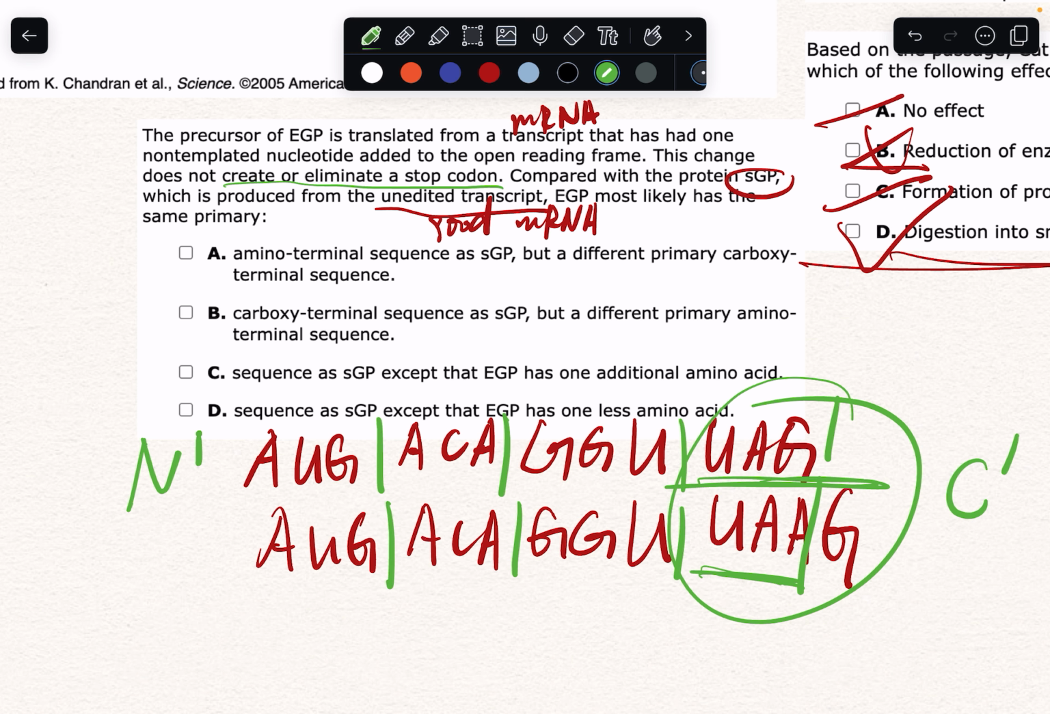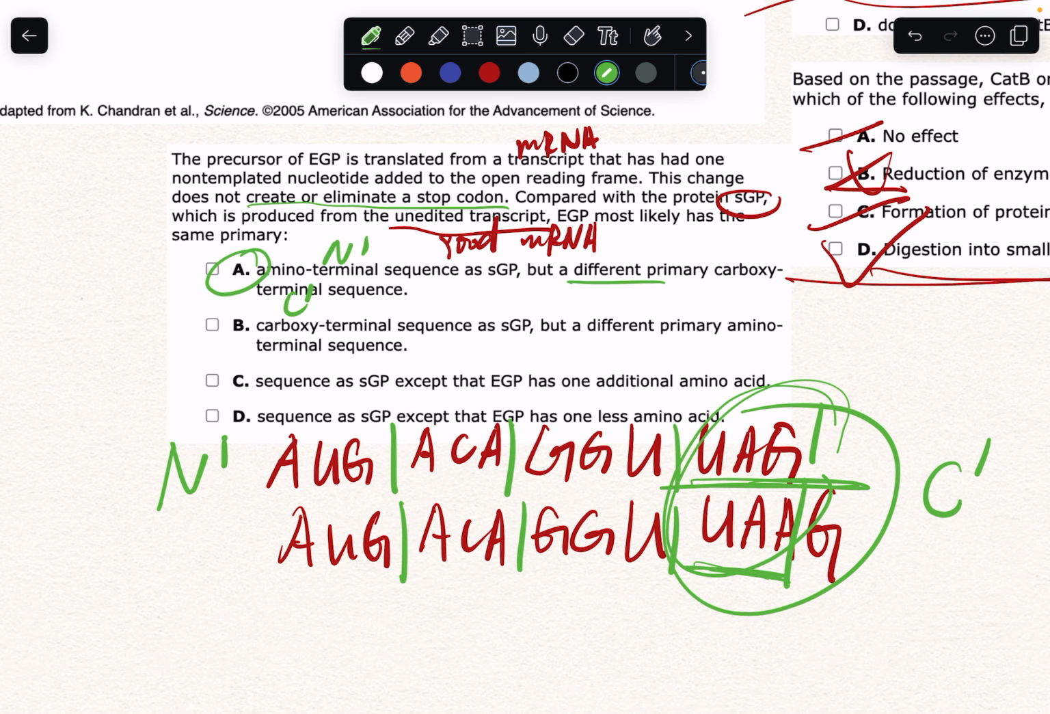So let's read the answer choices. Amino terminal is just N terminus. Amino terminus is the same as the good one, but a different primary carboxy terminal, this is just C terminus. Yeah, it is different now. I didn't create a new stop codon, and I didn't eliminate a stop codon either. So this is this bizarre situation. So A is my best answer choice.